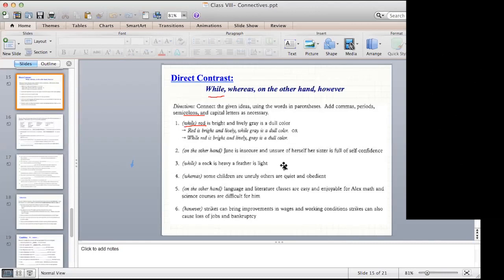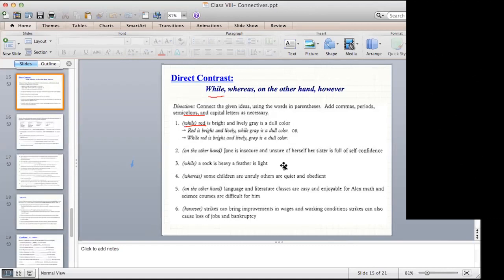So we can say strikes can bring improvements in wages and working conditions, full stop. However, comma, strikes can also cause loss of jobs and bankruptcy, or just change strikes with they. Of course, we're going to use they. However, they can also cause loss of jobs and bankruptcy. Okay? So, however, is for contrast.